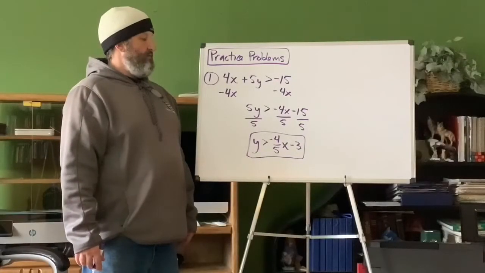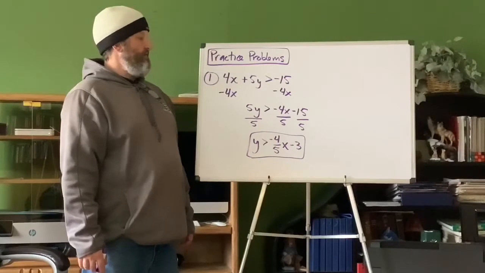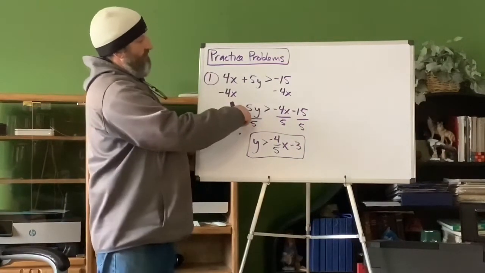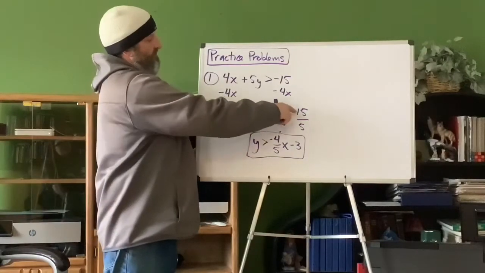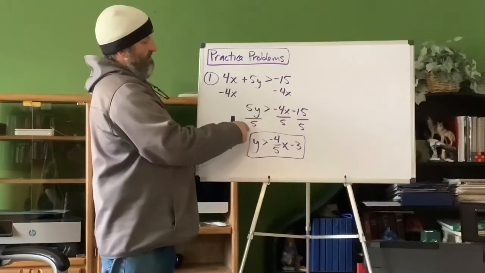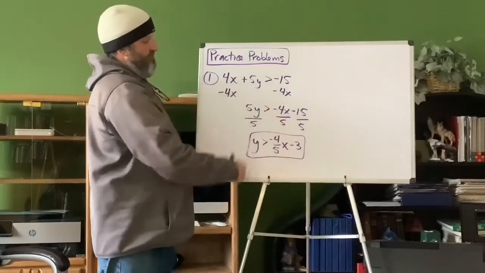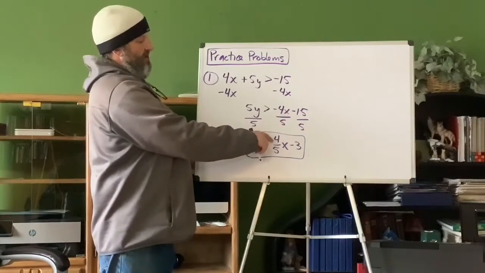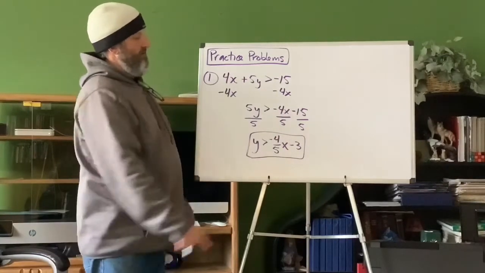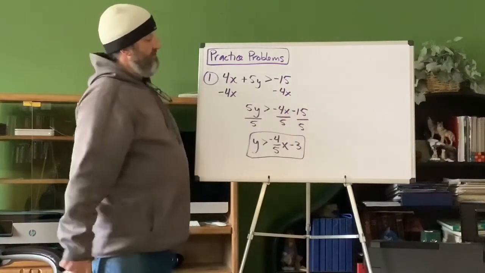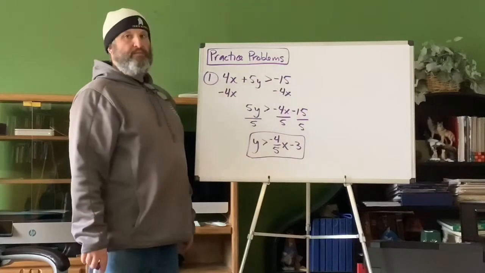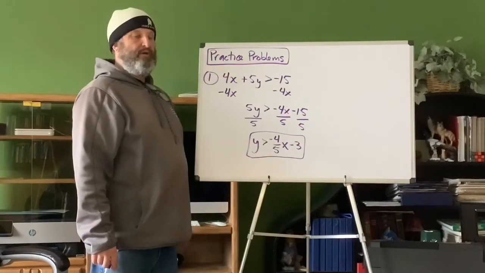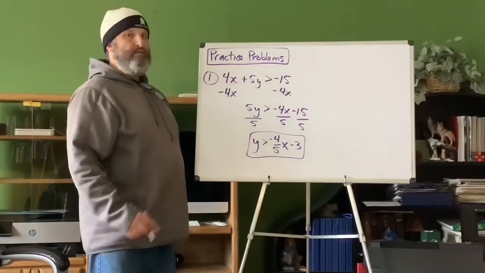All right, so solved it, right? I subtracted 4x from each side. That gave me 5y is greater than negative 4x minus 15. I divided by a positive, so I did not have to flip my inequality. So therefore, y is greater than negative 4/5 x minus 3. Negative 15 divided by 5 is negative 3. Okay, did you get that? If not, make the changes, no big deal. Make the corrections, get it right. Now graph it.